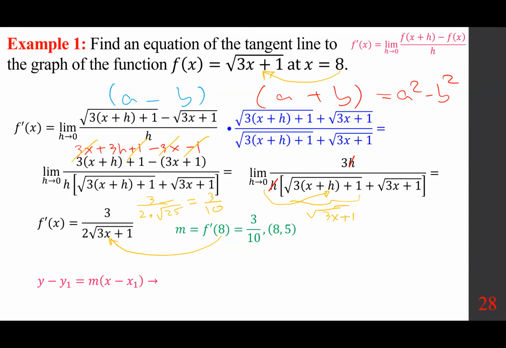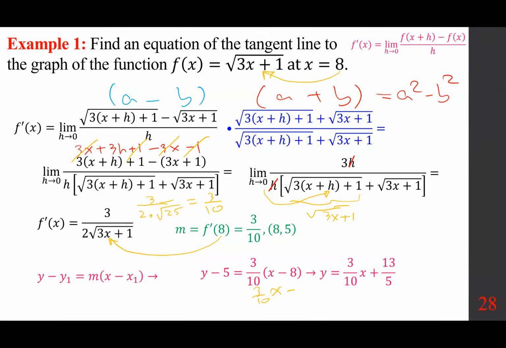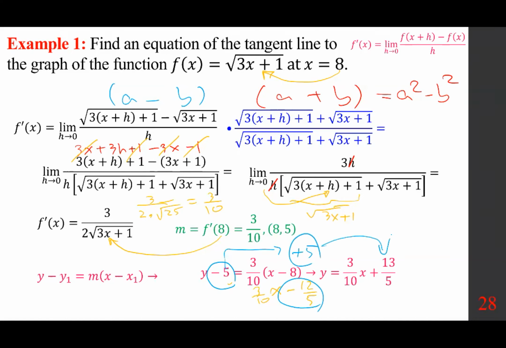So you have y minus y1 equals m times x minus x1. You do the job. Of course, this part is 3 over 10 times x minus 3 over 10 times 8, which is 12 over 5. Negative 5 moves and becomes positive 5. How do you add these two? 5 is 25 over 5. We get 13 over 5.